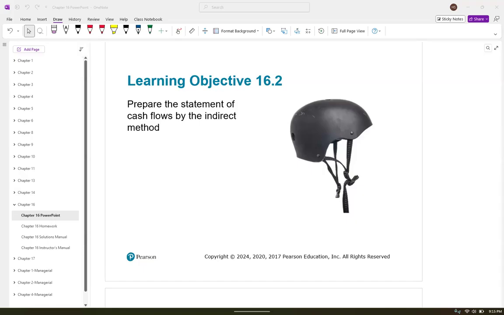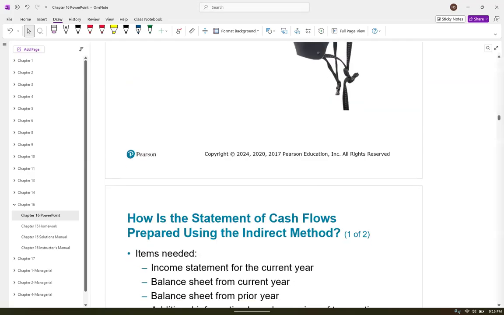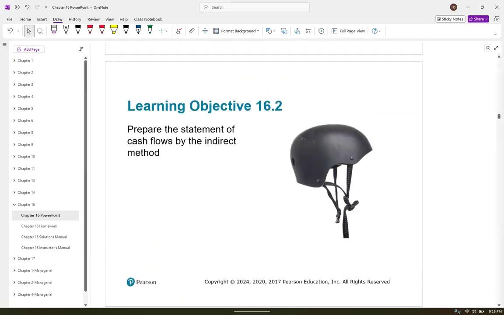All right, we are on learning objective 6.2. We are preparing the statement of cash flows with the indirect method. Okay, we're not going to do the direct method. Before I dive in to all of this information, I want to draw you out a T account.